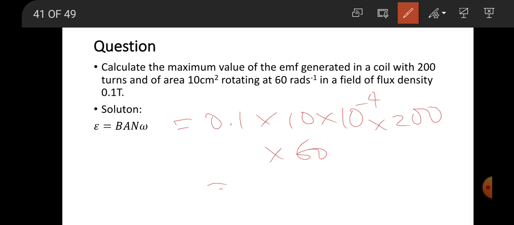So I'm with my calculator here. 0.1 times 10 times 10 raised to the power minus 4 times 200 and times 60. That will give us 1.2. So the induced EMF here is 1.2 volts.